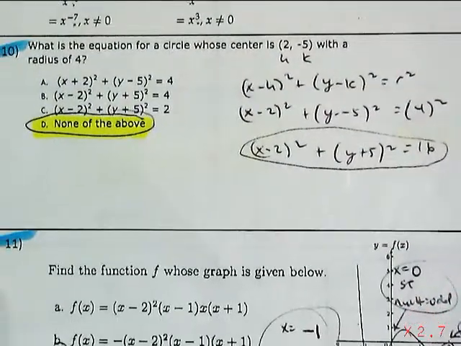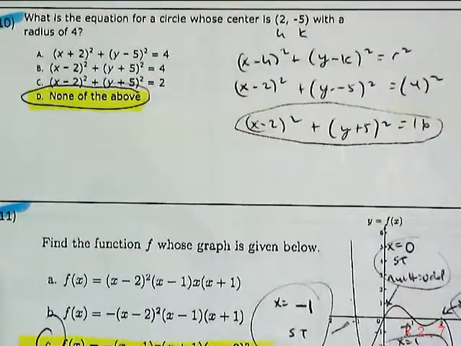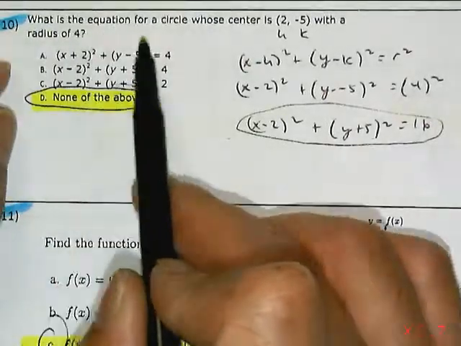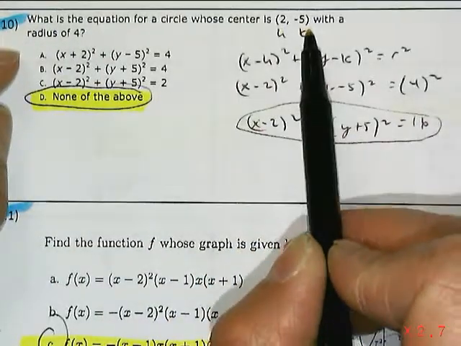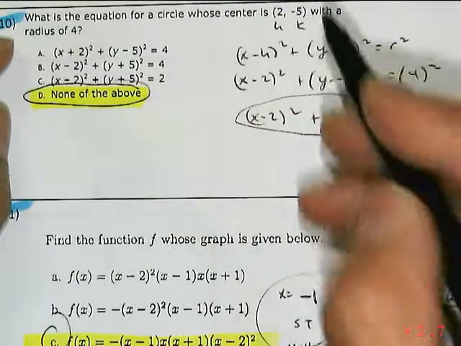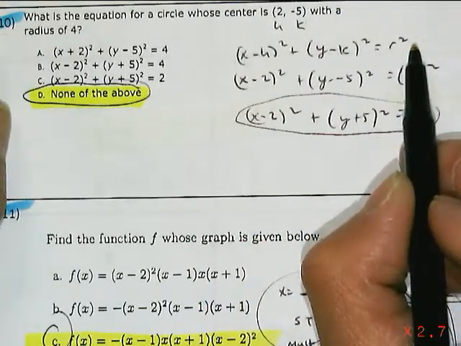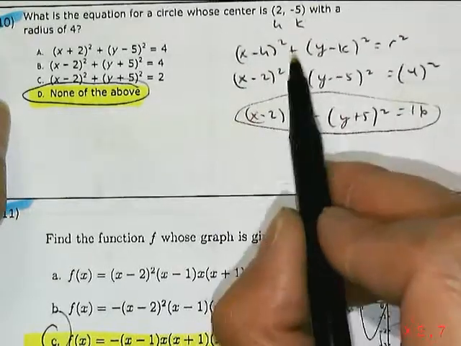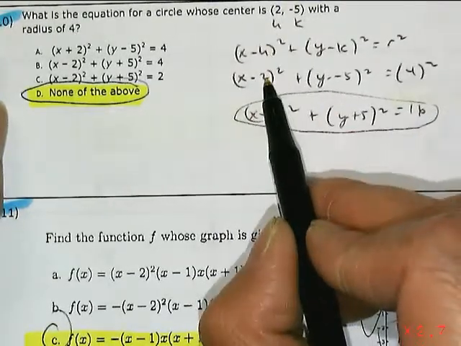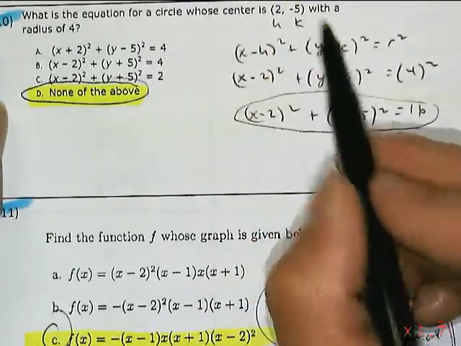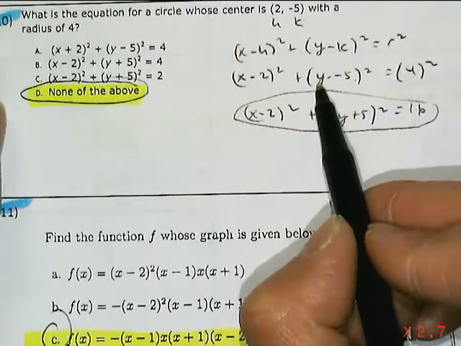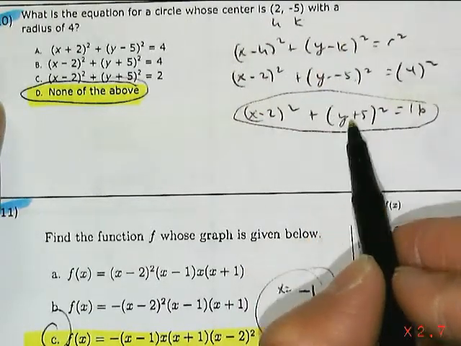Question number 10 is a common missed question. What is the equation of a circle whose center is (2, negative 5) with a radius of 4? So notice how I write out my vertex form for a circle, or just the equation of a circle. I'm going to substitute in h is 2, and my k value is negative 5, so this will become y minus negative 5, which is plus 5.